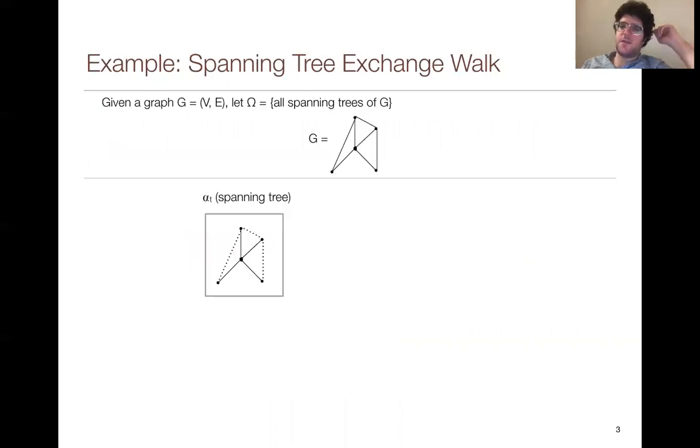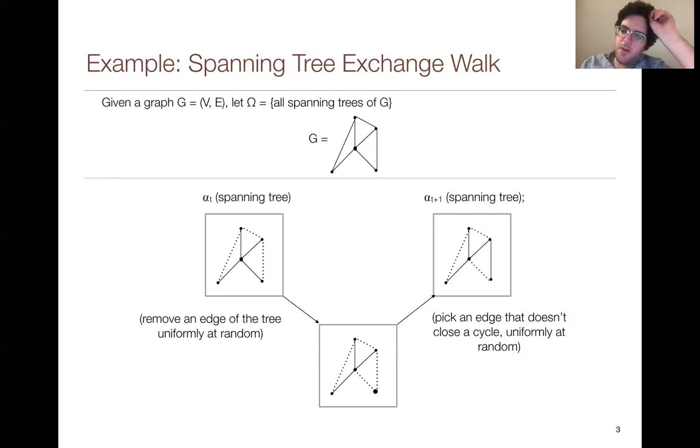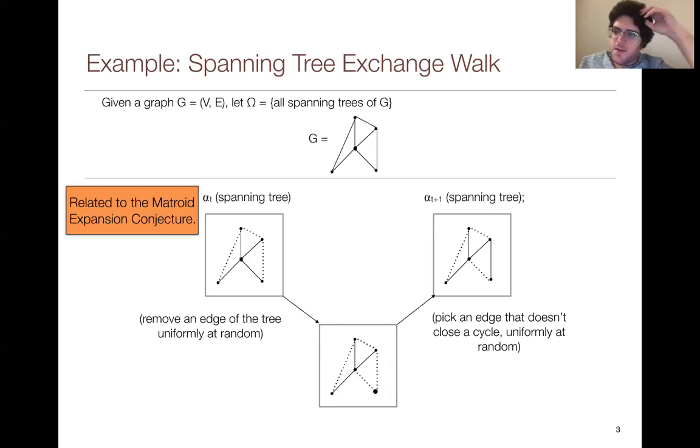Let me give a few examples of this higher order random walk model. One application would be the so-called spanning tree exchange walk, used to sample a uniformly or approximately uniformly random spanning tree of a graph G. In every step, I maintain a spanning tree. At every step, I remove an edge of the spanning tree that I sample uniformly at random. And then I pick an edge that is not contained in the spanning tree uniformly at random to complete what is left to a spanning tree. Again, this is related to the matroid expansion conjecture.